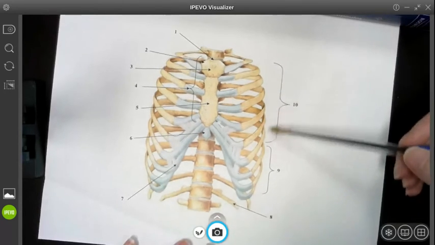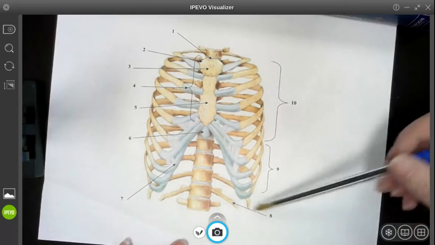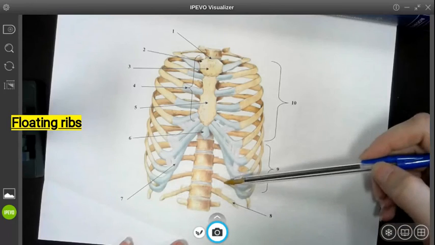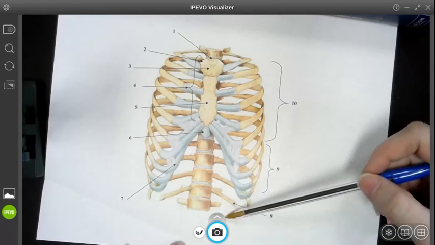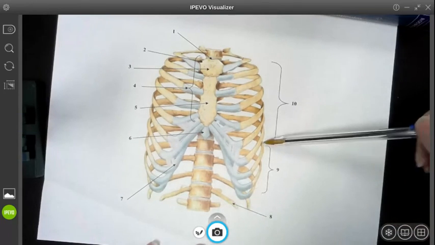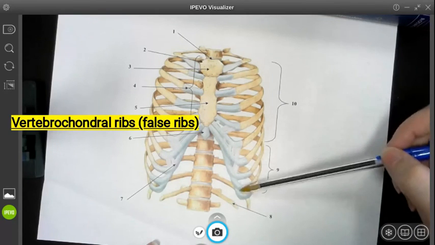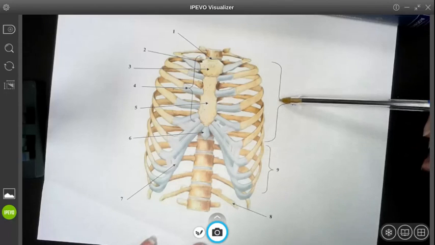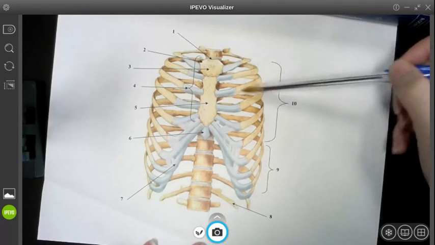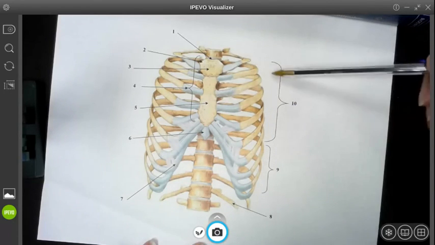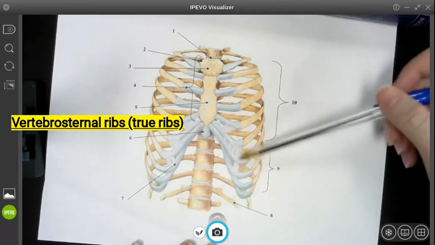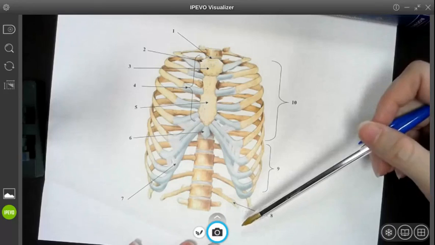Then we have our 3 types of ribs on this side. These little guys down here are the floating ribs. There's 2 sets. Next one, these are attached directly to the cartilage, so I know that these are vertebral chondral ribs. Then the number 10, these ribs are attached directly to the sternum or the bone, so these are vertebral sternal ribs, which we call true ribs, false ribs, and lastly, floating ribs.